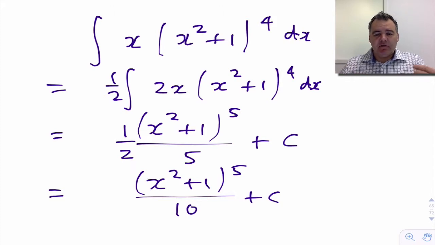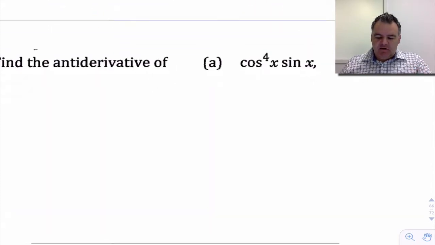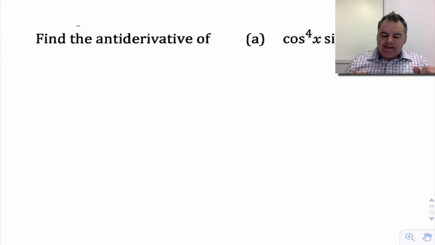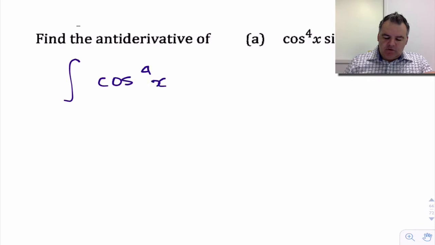We're doing something very similar with these trig functions here. We've got cos to the 4x times sine of x. So I'm going to guess that the integral cos to the 4x sine of x, we've almost kind of got it in that form that we want.